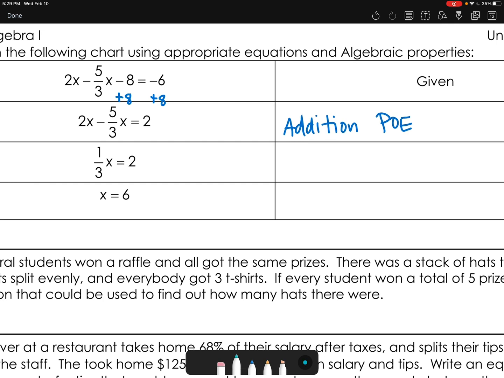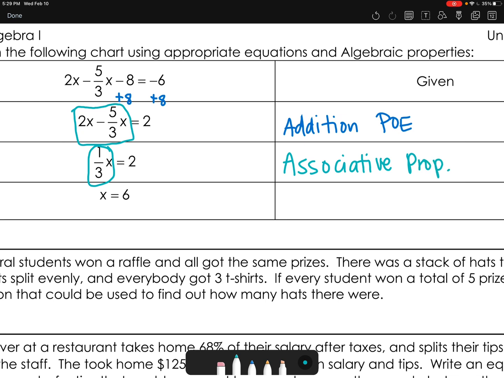And then in the next step, from step 2 to step 3, it looks like they just combined their like terms. They combined this to get 1/3 x. And so what allows us to group terms together, right? Well, if they're on the same side of the equation, that's the associative property.